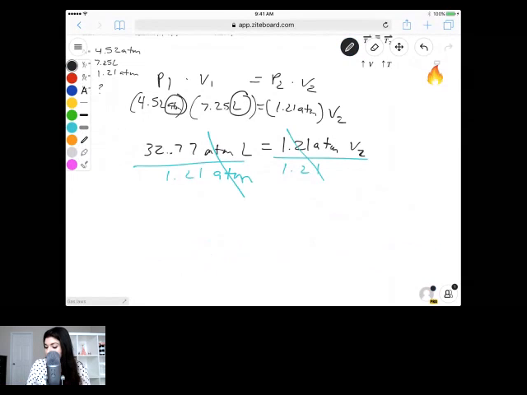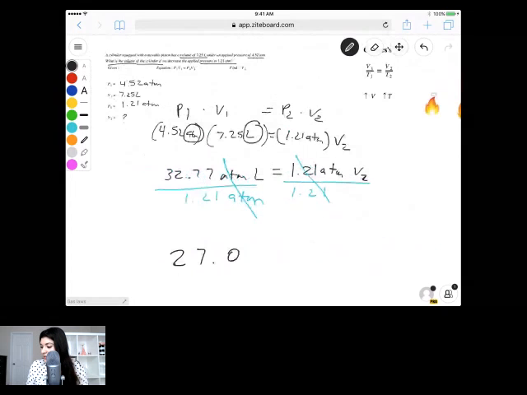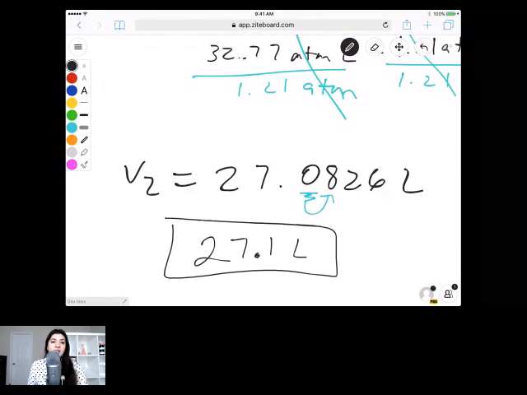So our answer would have been 27.0826 liters for V2. Let's go back and determine how many sig figs we need to round to. So all of our givens were 3 significant figures, so we'll round to 3 sig figs. So rounding to 3 sig figs, I'm going to stop right here and round up because there's an 8 there, so our final volume would have been 27.1 liters. That's our answer for that first question. So that was using Boyle's law.